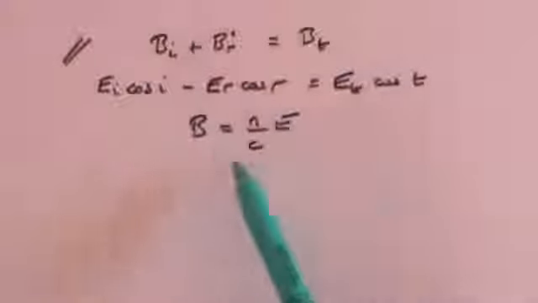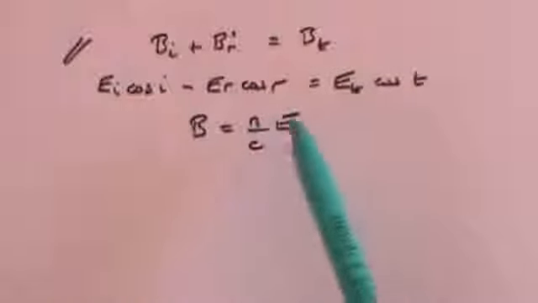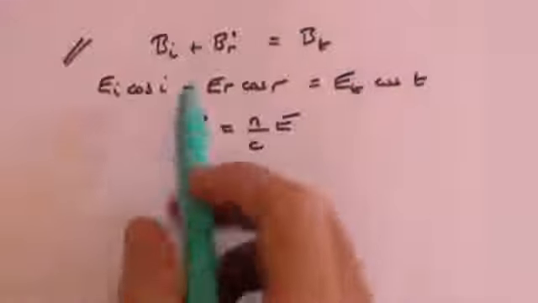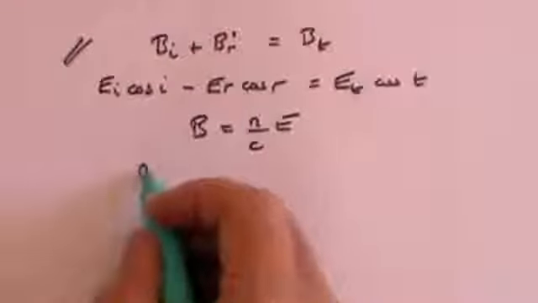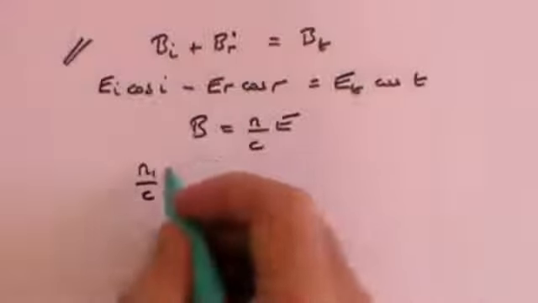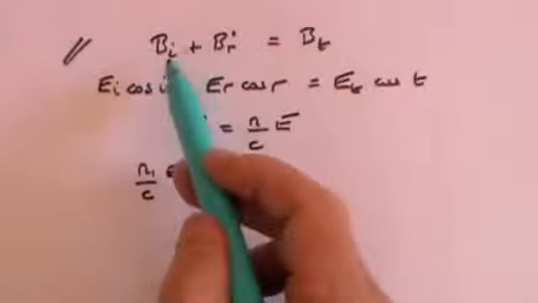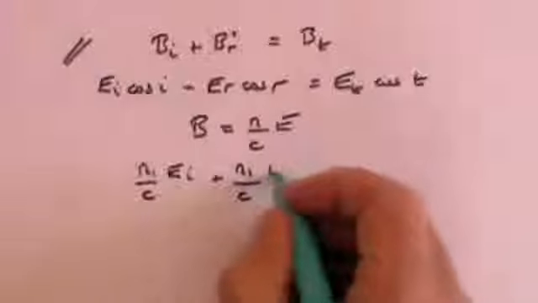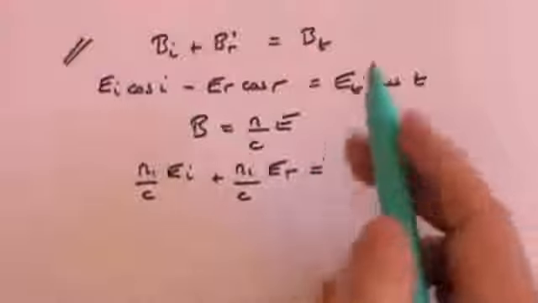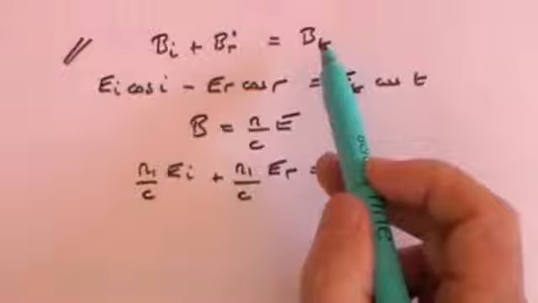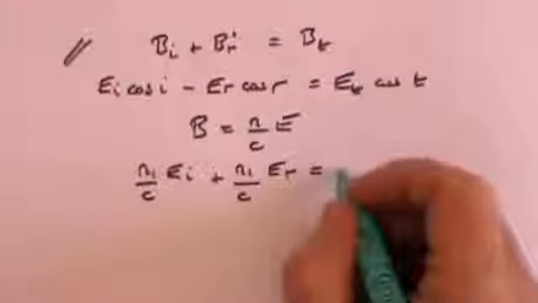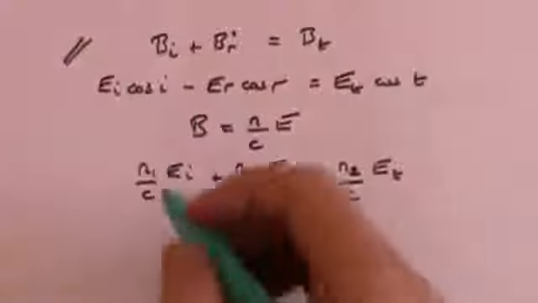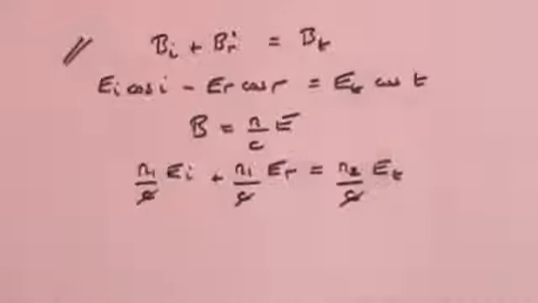And I'm going to substitute for B, N over C times E, in this formula here. Since we're in medium 1, I'm going to get N1 over C times EI. That's this term here. Plus, we're still in medium 1, so it's N1 over C times ER, equals, once we get into the refracted wave, we're in medium 2, so that's now going to be N2 over C times ET. The C's, of course, just cancel, so that's no problem.